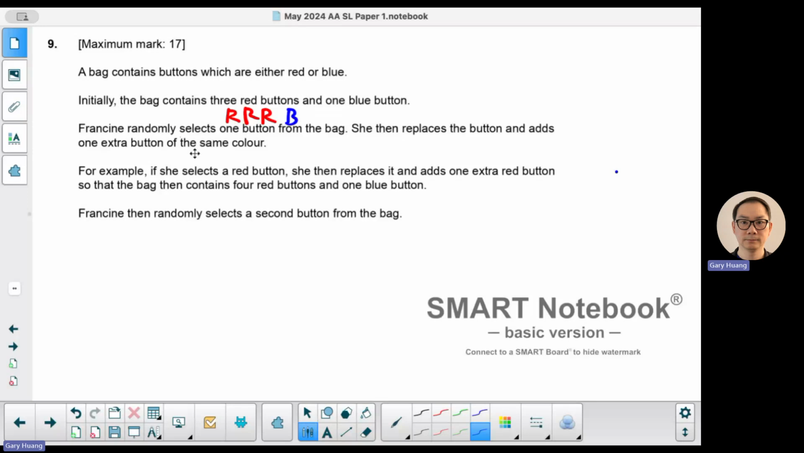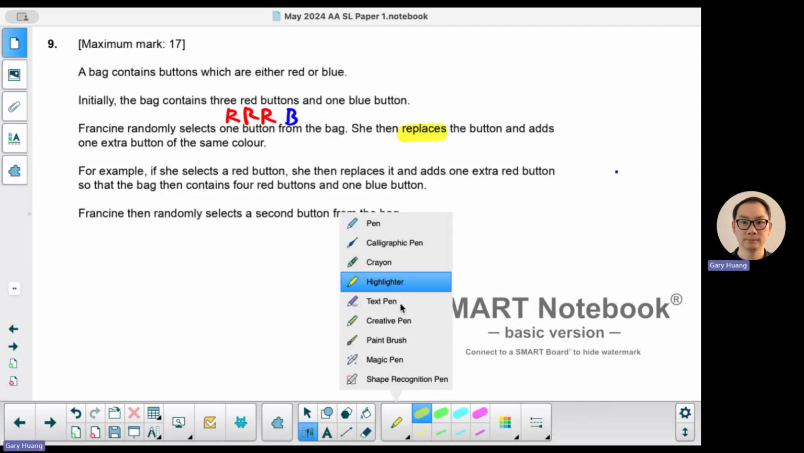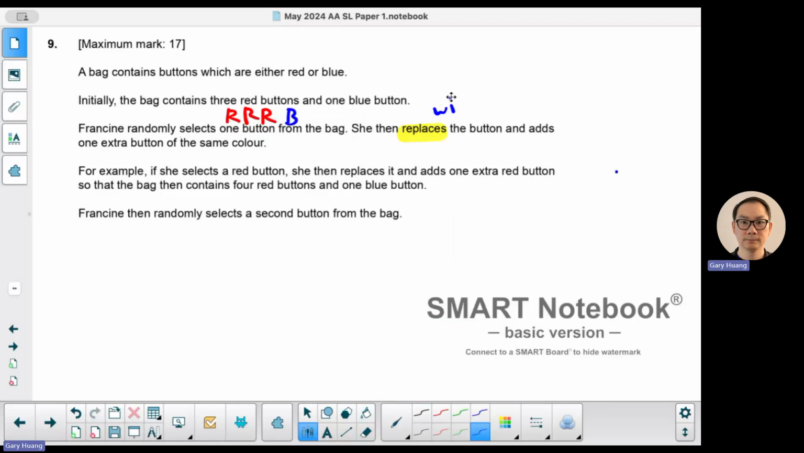Francine randomly selects one button from the bag. She then replaces the button. That's a keyword. That means this is with replacement. You put it back in. She then replaces the button and adds one extra button of the same color.